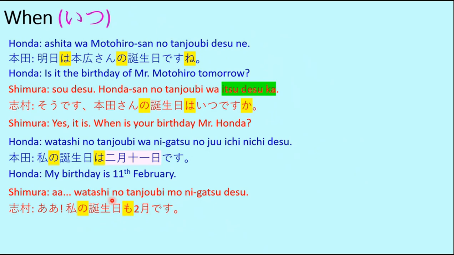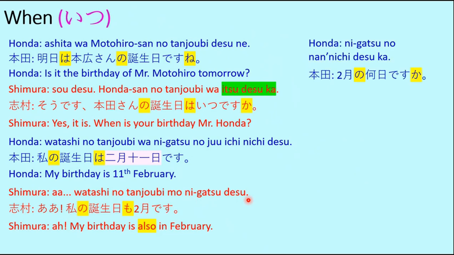That means watashi no tanjobi mo 2月 means my birthday is also in February. Watashi no tanjobi mo 2月 desu. Honda-san's birthday is 11th February. After hearing this, Shimura-san says, my birthday is also in February. Watashi no tanjobi mo 2月 desu. Then what could be the next question in this conversation? Honda-san must be asking, which day of February? Yes, he asks the same question.